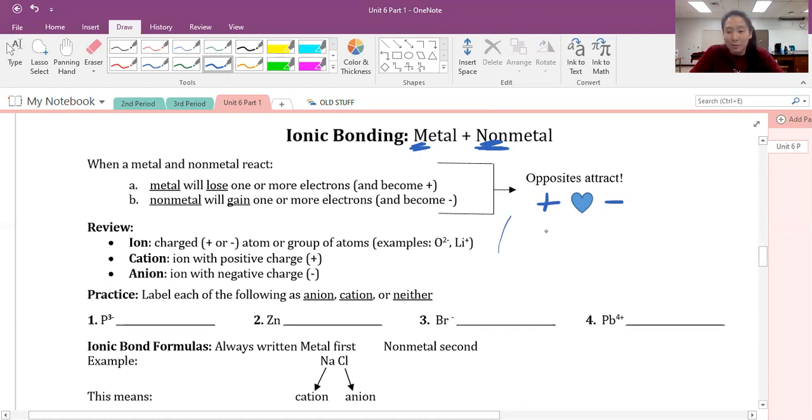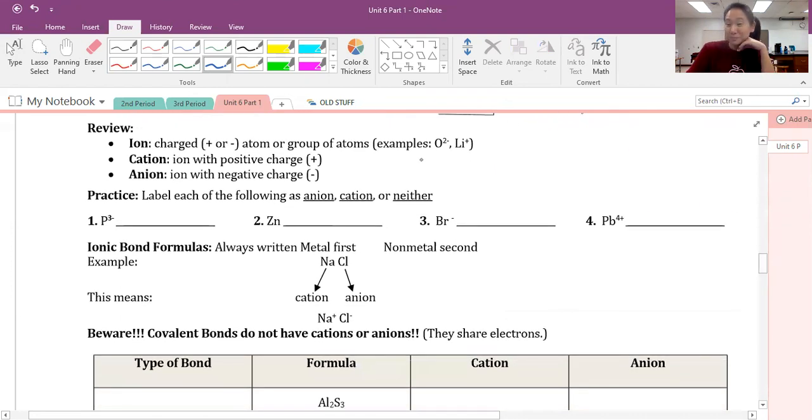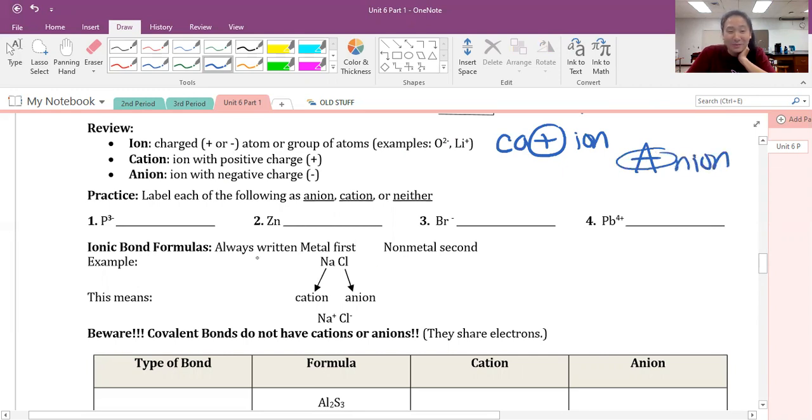There are some vocabulary words here that we need to know. You should have learned these already. An ion is a charged particle, so you either have a cation or an anion. Remember, the t in cation looks like a plus sign. This is probably the easiest to remember. An anion has that negative. Right here, you see that this has a negative, so you know this is an anion. This doesn't have anything, so it's neither, which means it is neutral. This has a negative, so it's an anion. And this is positive, so you know this is a cation.